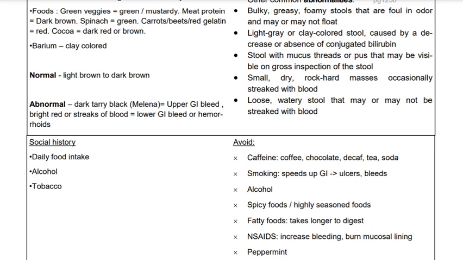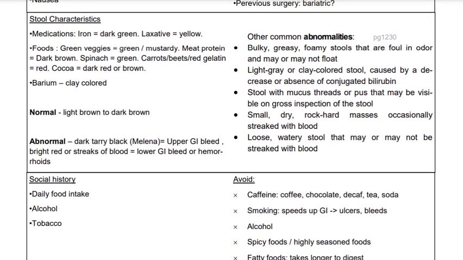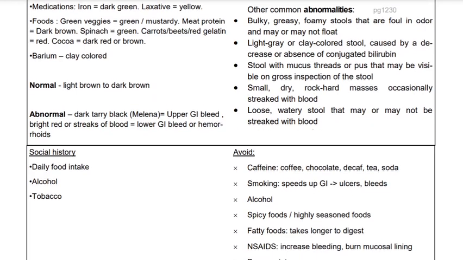So, do you have to memorize all that? No, but I think you do need to know what is normal, what is not normal, and what foods could change the color of your stool. I do also think you need to know dark tarry black stool, melena, could be an upper GI bleed, and bright red bleeding from the rectum could be a lower GI bleed. That's how we look at it, okay?